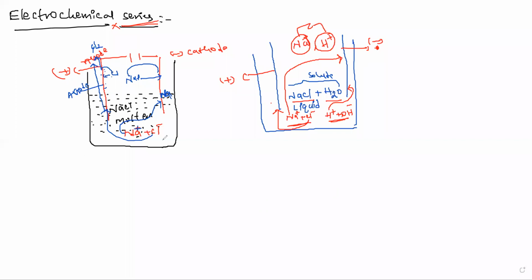The first one, okay. In the first one here we are taking the molten state of NaCl. It can split as Na plus and Cl minus. This Na will move towards the cathode.